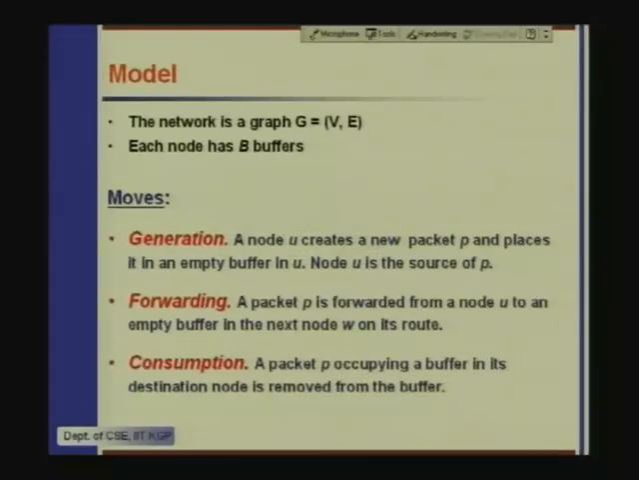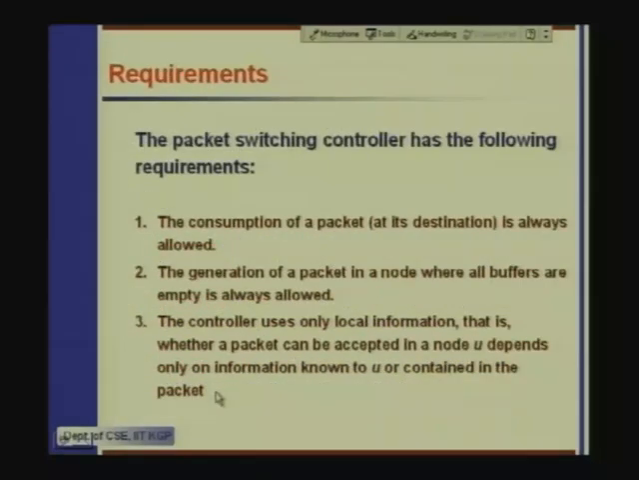So we saw that there are only three types of moves that we need to be concerned about: generation, forwarding and consumption. Generation of a packet at a node, forwarding to the next node, and consumption. We defined some terms like next buffer and first buffer. When a packet is generated for the first time, it is stored in the first buffer, and then for every position of the packet there is a designated next buffer to which it has to be forwarded.